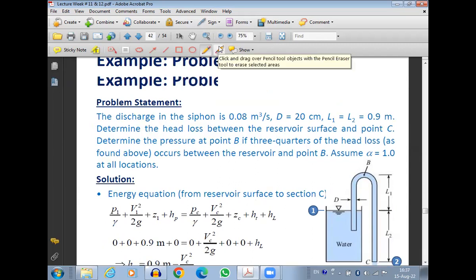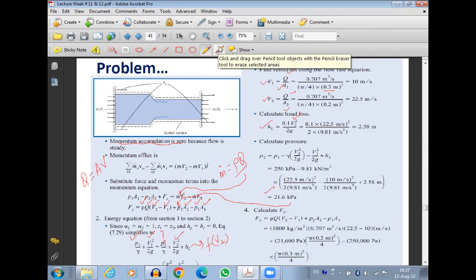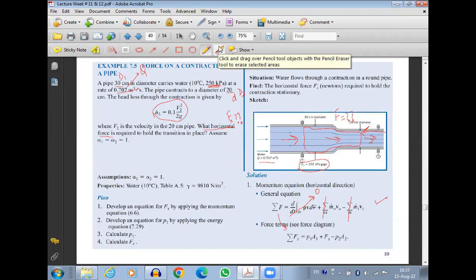Okay, that was the solution to that problem. If there is anything within this problem which was not clear, please feel free to ask.